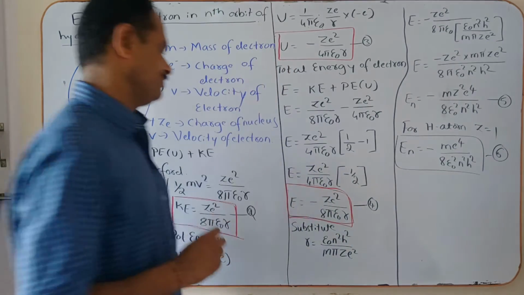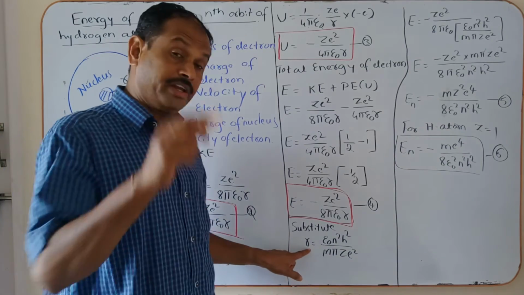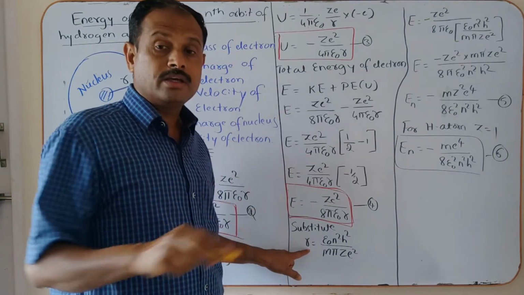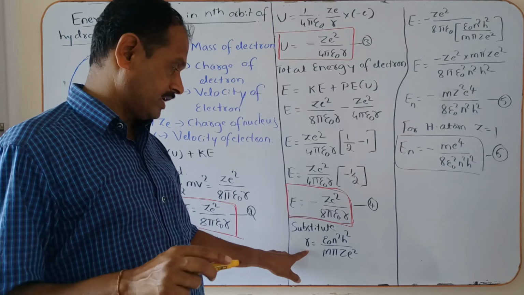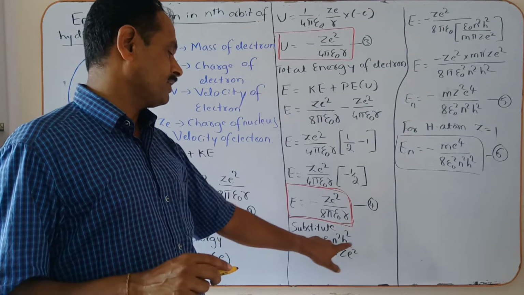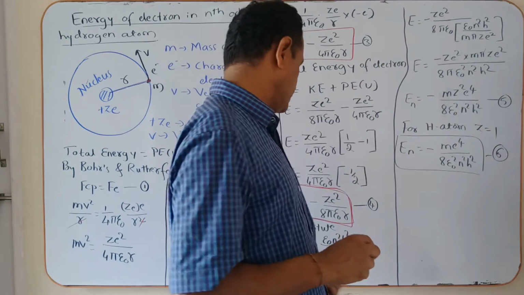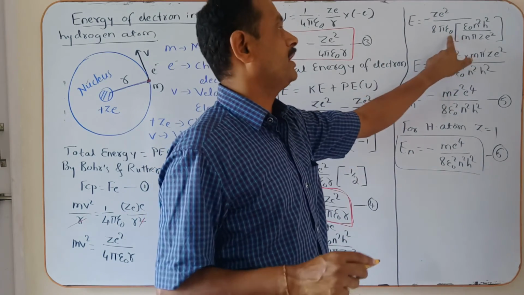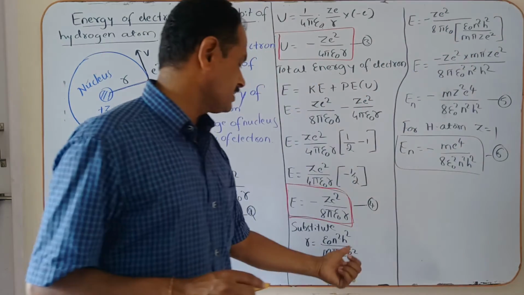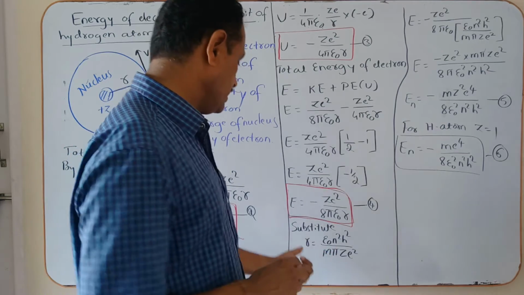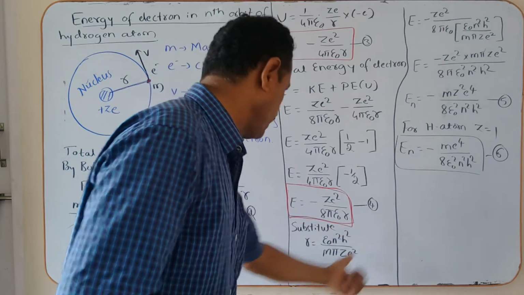Substitute the radius of the orbit of an electron in the nth orbit, epsilon naught n square h square divided by pi m Z e square. Now substitute into minus Ze square divided by 8 pi epsilon naught r: wherever r is there, you put this expression.